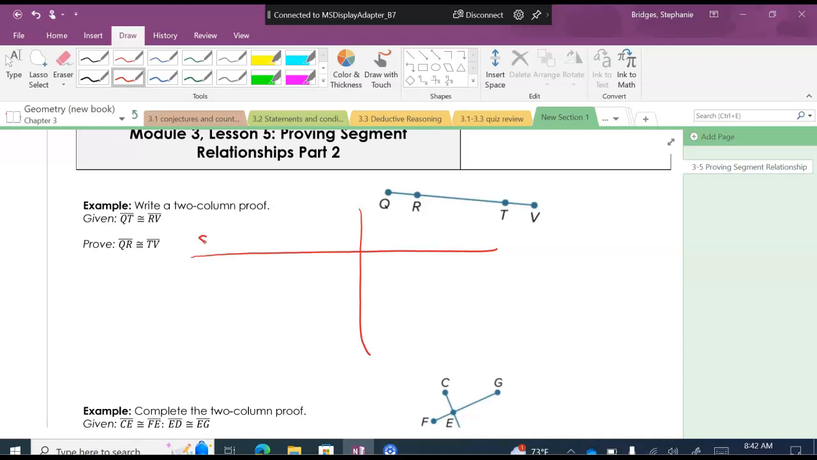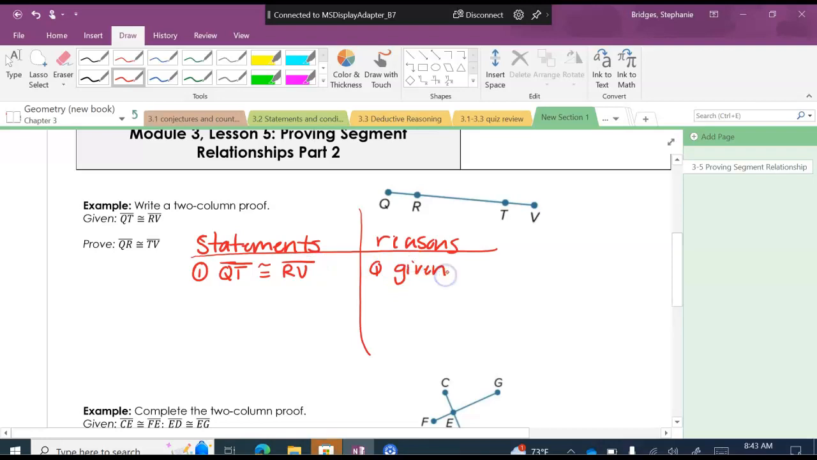All right. So the left side again we're calling it statements, and the right side is reasons. And we're going to give our first statement, and our first reason is always what is given to us. Always the given stuff. We should not miss that first statement and that first reason.